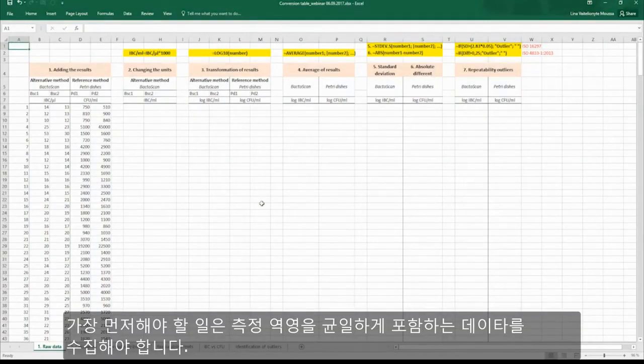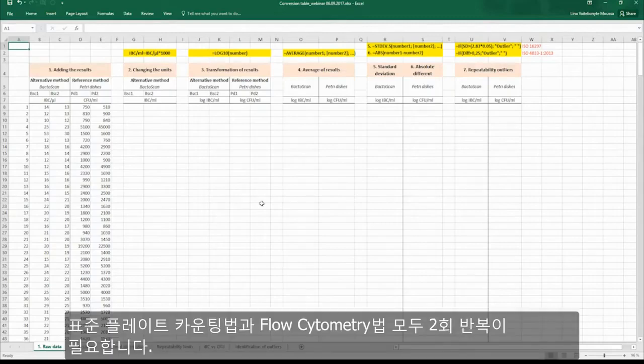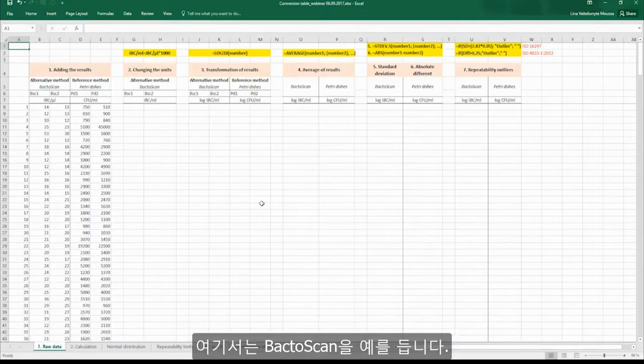First thing you have to do is to collect the data which uniformly covers the whole range of interest and are representative of the routine samples. The test should be conducted at least in duplicates for both methods, routine standard plate counting and alternative flow cytometer. In our case, we will be talking about BactoScan.